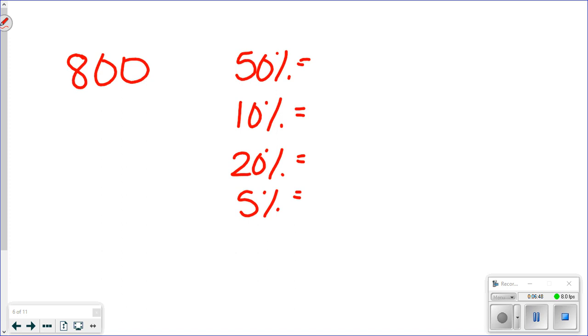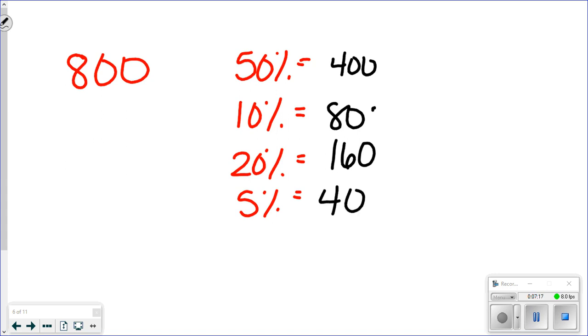All right, so let's go and see. 50% would be 400. 10% would be 80. Now 20% would be doubling my 10, because 10% plus 10% is 20%, so then I'm going to double this. So this would be 160. Now 5%, I can go back to my 10 also and say, okay, well, if I know 10% is 80, half of 10% would be 5%. So then I'm going to divide that 80 by 2, so that would be 40.